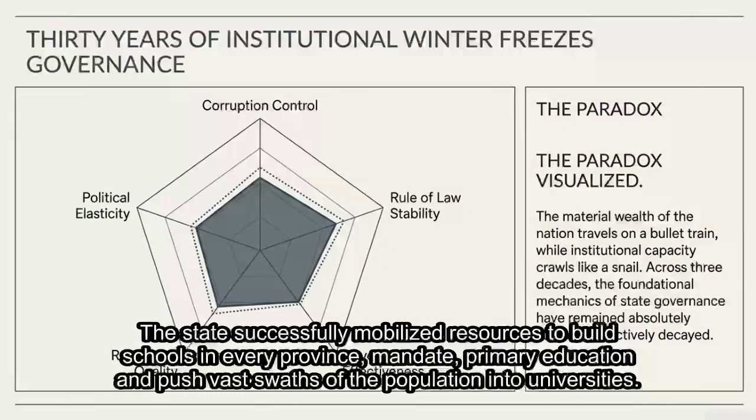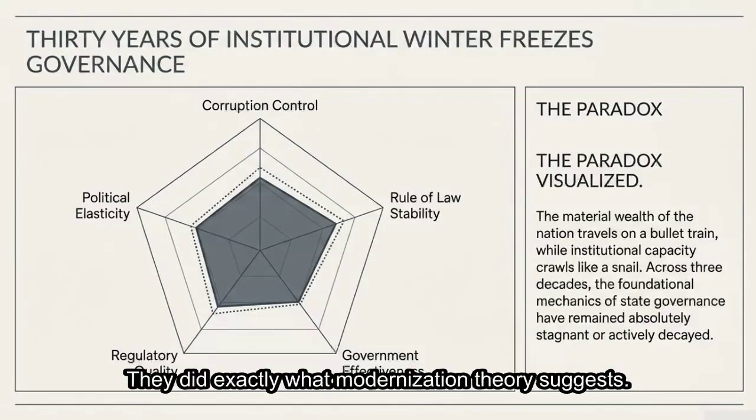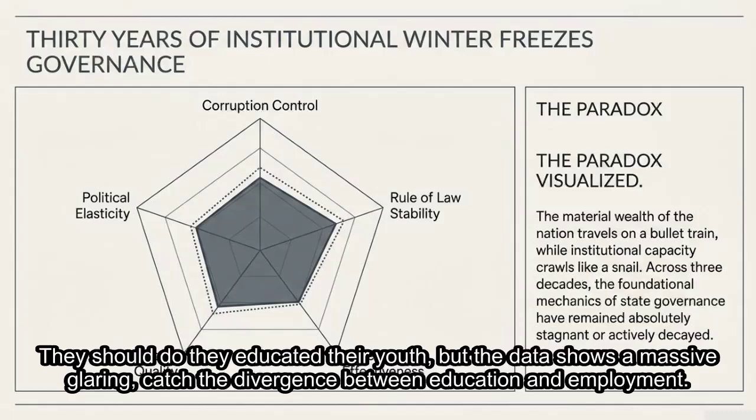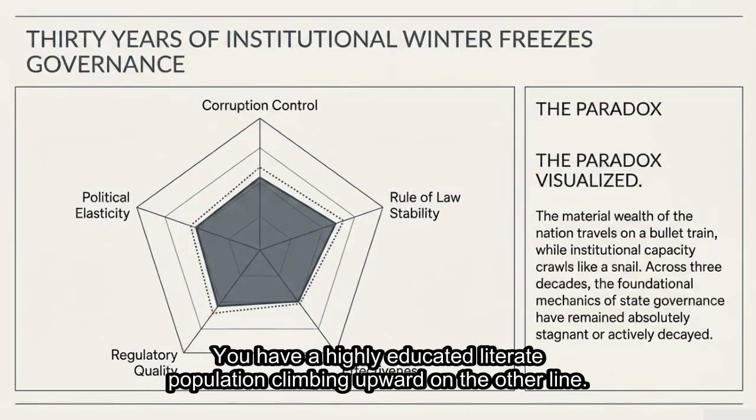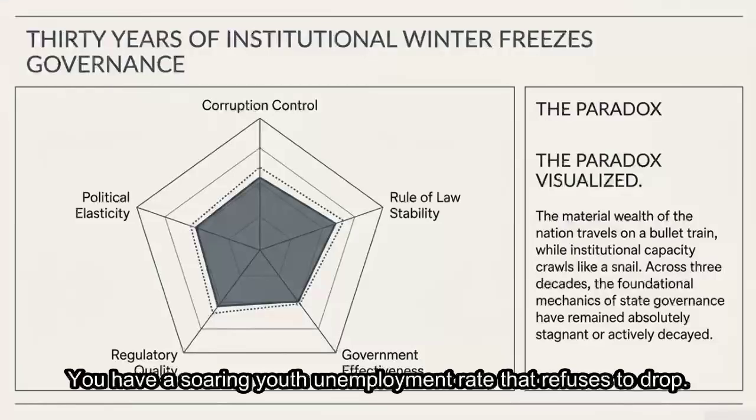The state successfully mobilized resources to build schools in every province, mandate primary education, and push vast swaths of the population into universities. They did exactly what modernization theory suggests they should do. They educated their youth. But the data shows a massive glaring catch. The divergence between education and employment. Yes, there is a severe, almost painful divergence in the charts here.